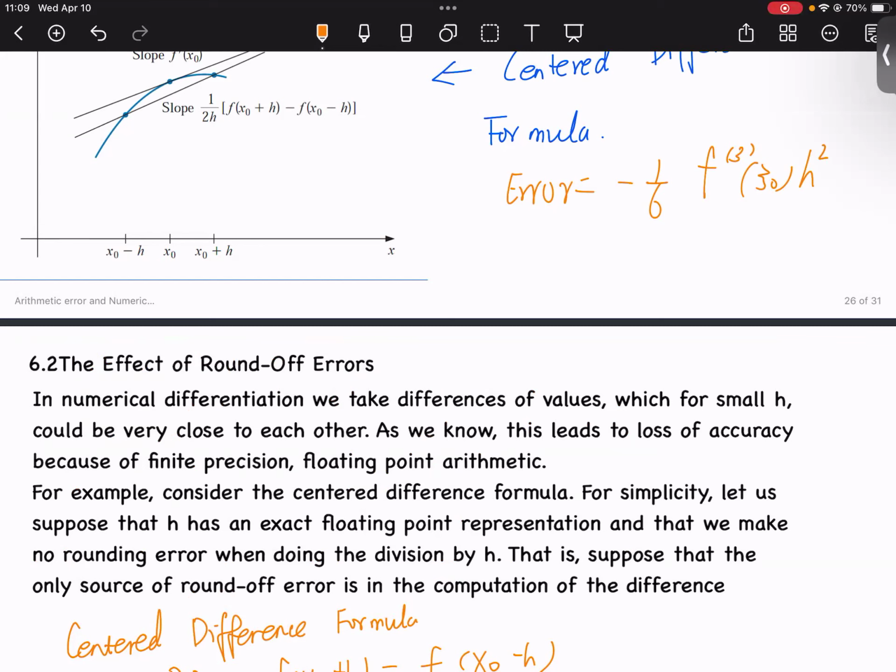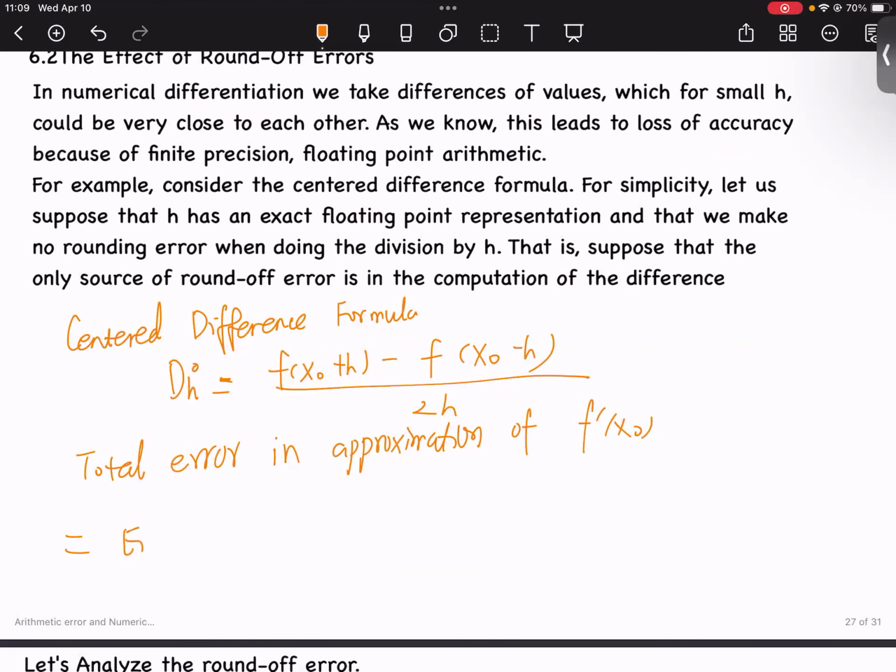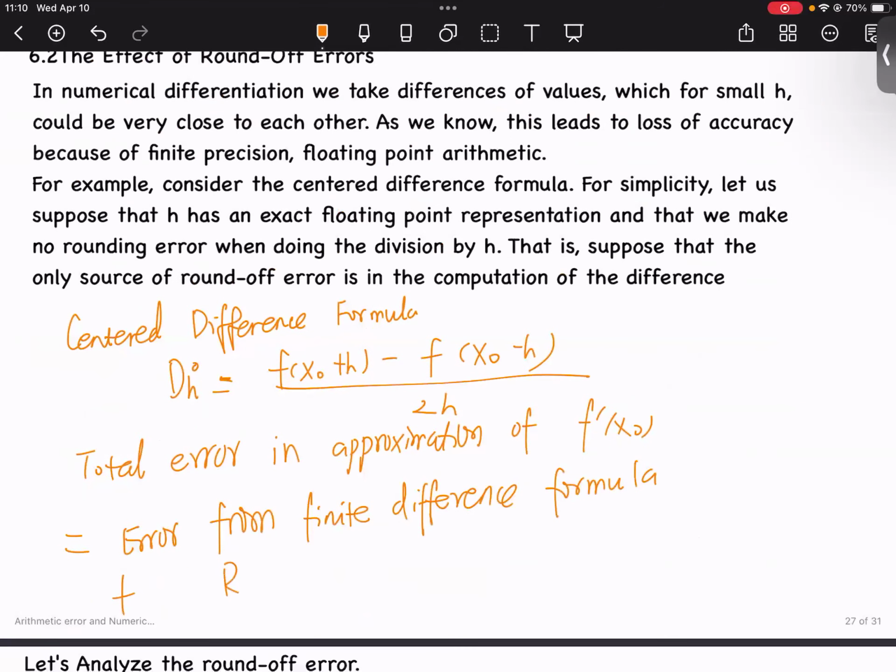And that is one part. So this one part is the error from the finite difference formula. And the other part is coming from the rounding off error, if we take the rounding off errors into account. Any questions before we move to the detailed calculation?